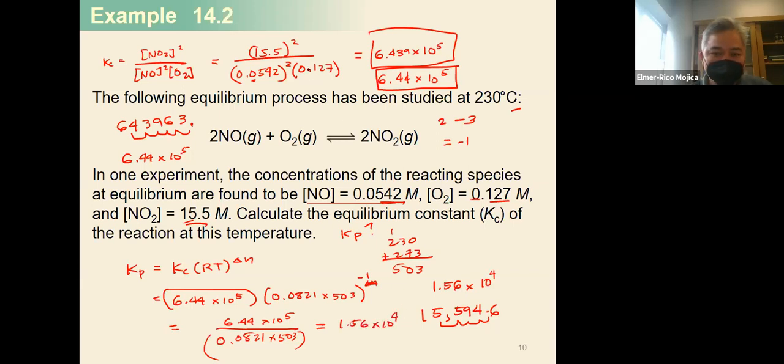Did you get that? Those who have problems with calculator earlier, did it resolve your problem? So the answer is 1.56 times 10 to the 4. So that is what we call the Kp. Now what can you say here? This is 3, this is 2. Right?